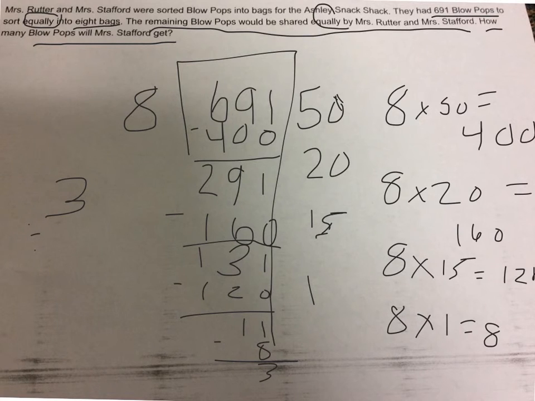So since we know that there's 2 people, we're going to divide 3 by 2, which you can't do. So what we're going to do is put 1 remainder 1. And there's going to be 1 that they could just throw away, or they could give it away. But to be fair, I would throw it away. Okay, so now we know that the answer is Miss Stafford will get 1 blow pop after she divides them all up into bags. That's really all it is.